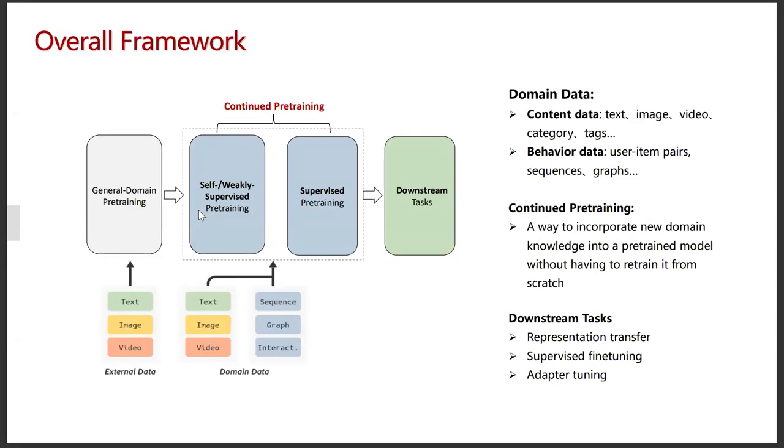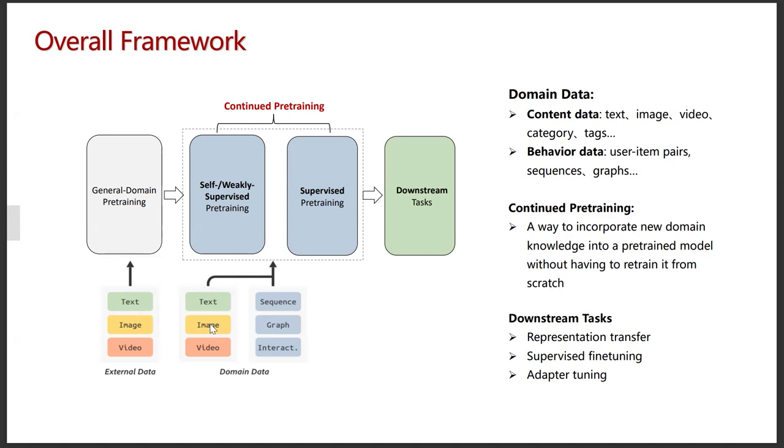Here, I build an overall framework for the multimodal pre-training for recommendation. The first part is the general domain pre-training. However, this domain is more about multimodal understanding, such as classification, tagging, object detection, and so on. So researchers from the vision domain or the multimodal domain work on this problem. For the recommendation system area, we care more about the continued pre-training of the general domain multimodal models.